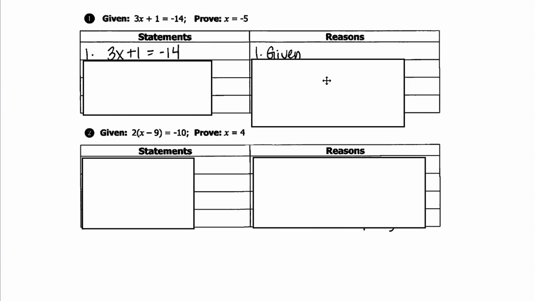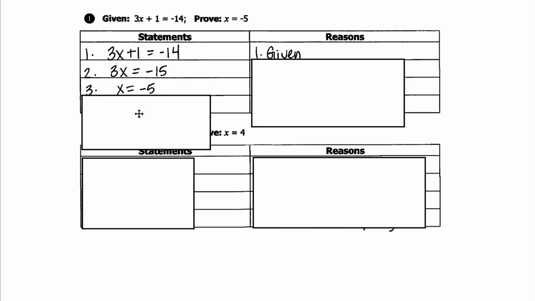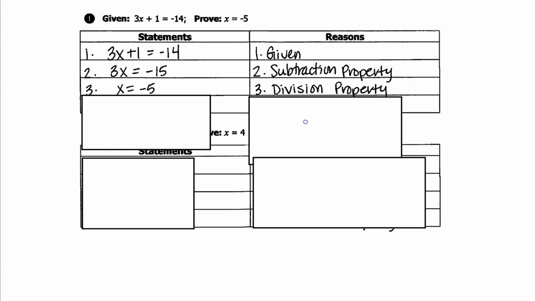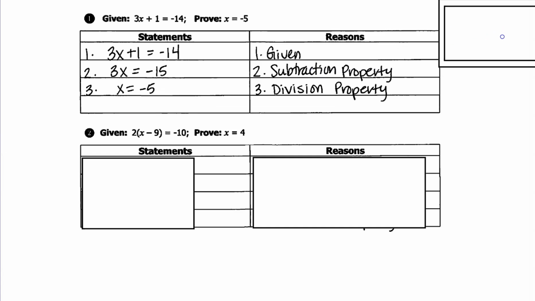Now, all you're going to do for these is you're not going to overcomplicate them. I suggest working on the statements first here. Do algebra, right? You're going to subtract 1, giving you 3x equals negative 15. What do you do next? You divide by 3. X equals negative 5, which is where we need to be. How do we get here? We subtracted 1, subtraction property. We then divided by 3. That's the division property. And we are finished. Go ahead and try number 2. Go ahead and pause me.